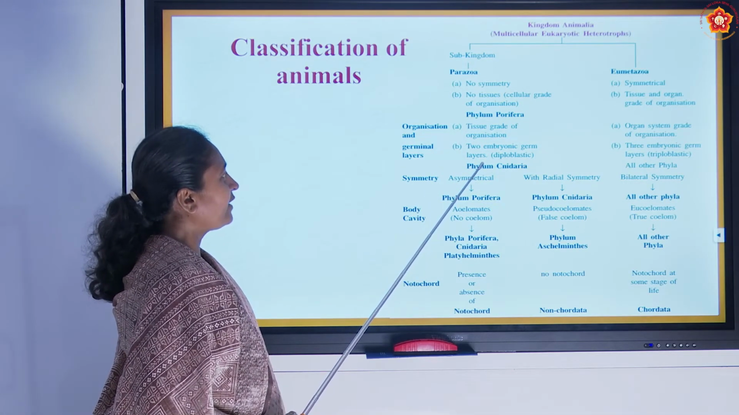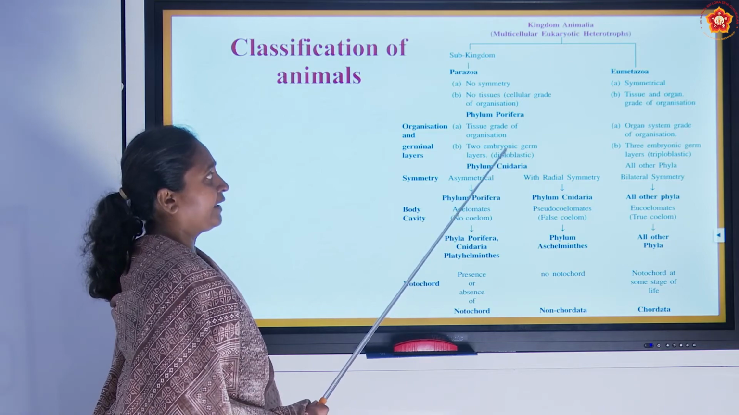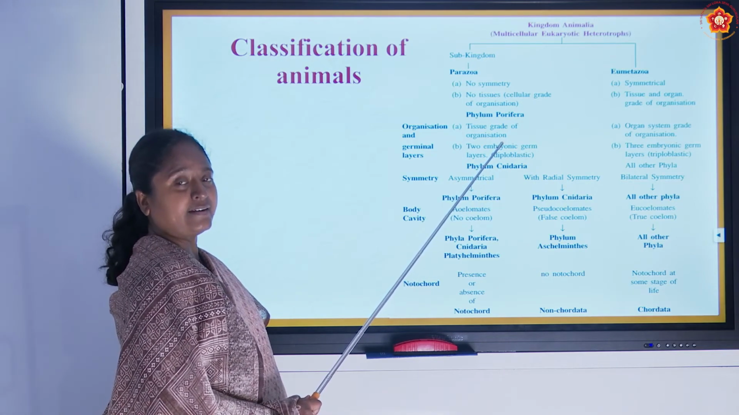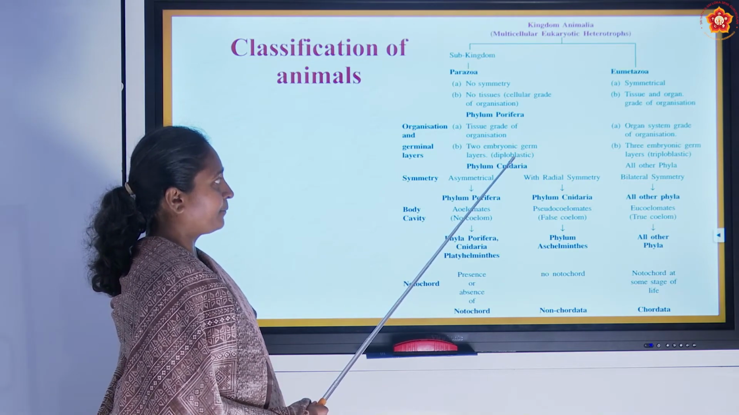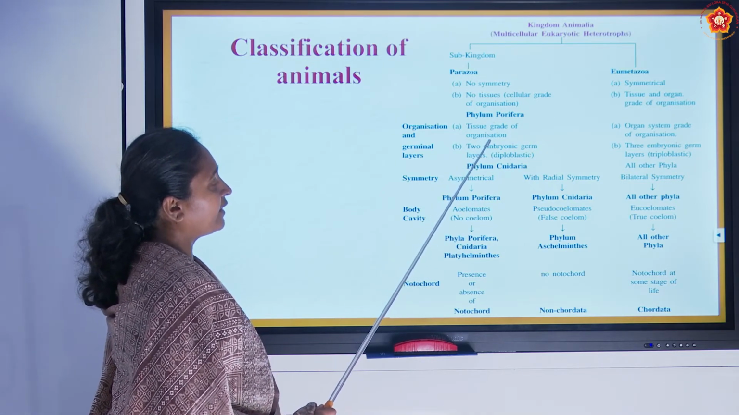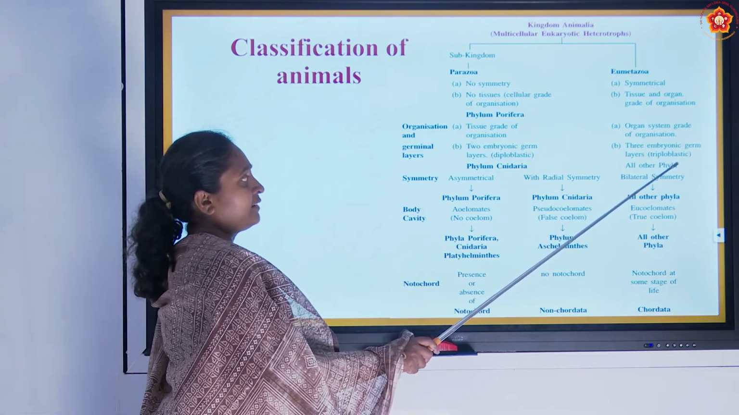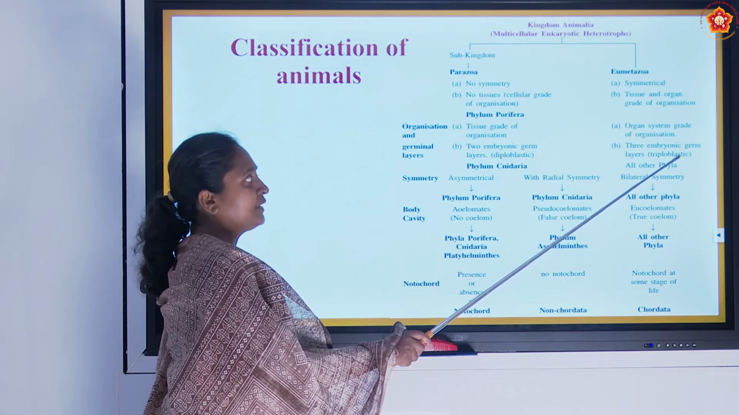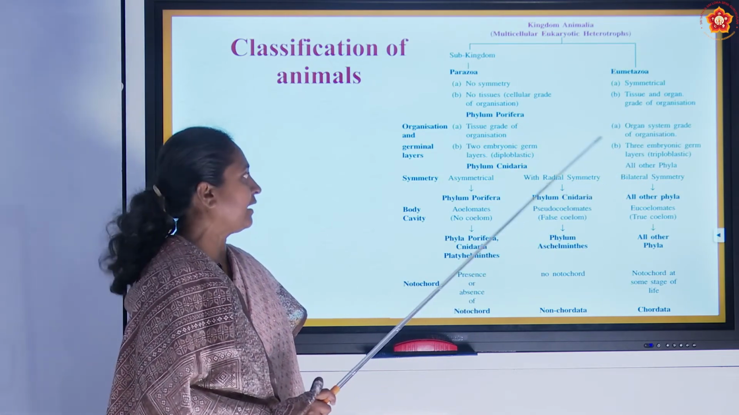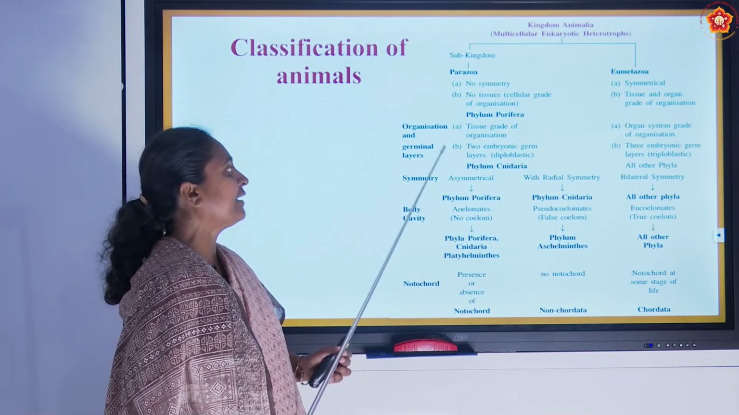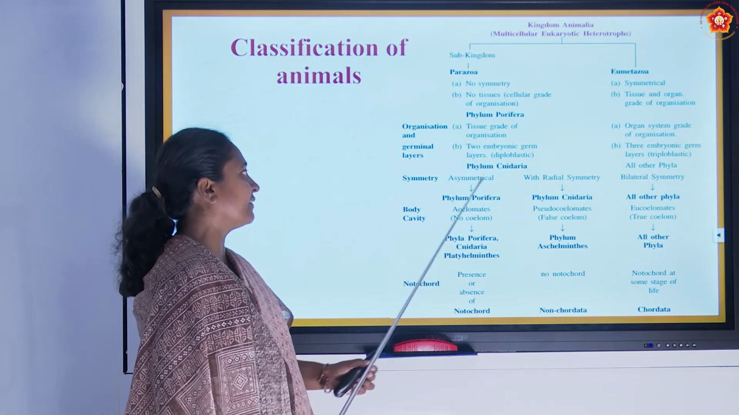And based on the organization of the germinal layer, the phylum Porifera is divided in the category where they have only two embryonic layers, that is ectoderm and endoderm. Hence, they are known as diploblastic. And we have the other group, they are triploblastic animals. They have three embryonic layers. In that, all the other phyla except the cnidaria come.